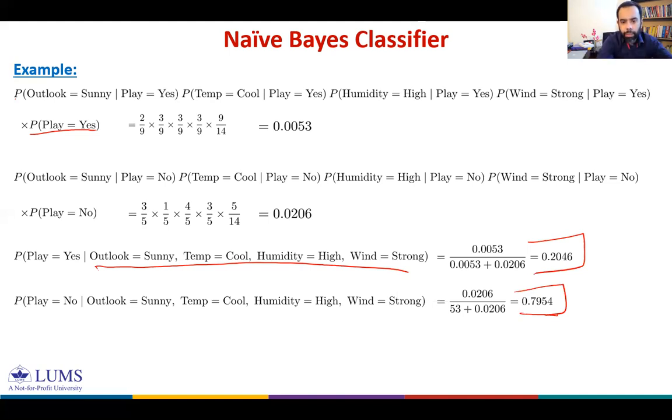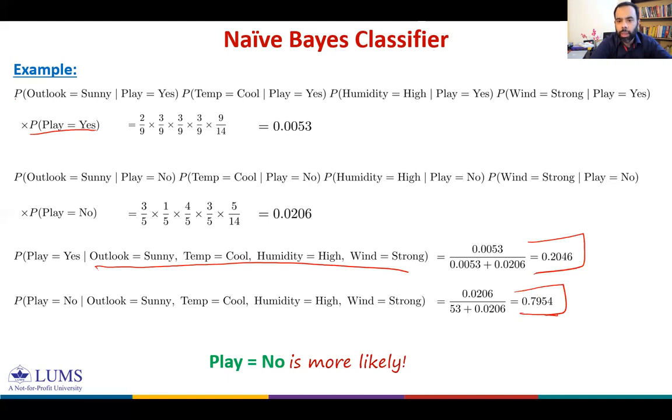And as you see here, 0.7954 is greater than 0.2046. So our prediction would be play is equal to no, because it is more likely, right?